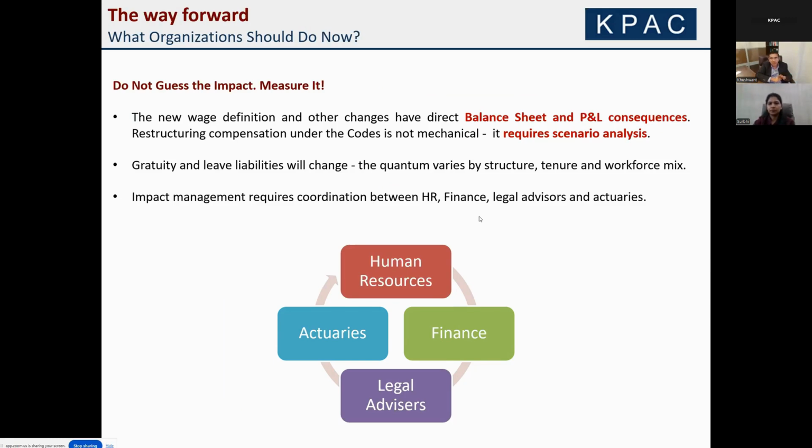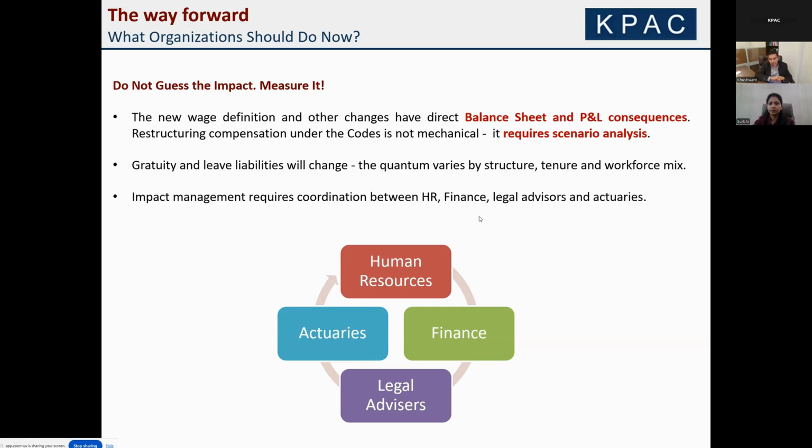You have to consider various scenarios, various approaches, and the answers will be very different for, say, an industry which has a lot of workers versus a company which is only, say, a consulting firm. It will also vary between a young organization which may not have too much of a past service impact versus an old organization which may be hit materially. Gratuity and leave liabilities will change. Obviously the quantum, as I just mentioned, varies by structure, tenure, and workforce mix.